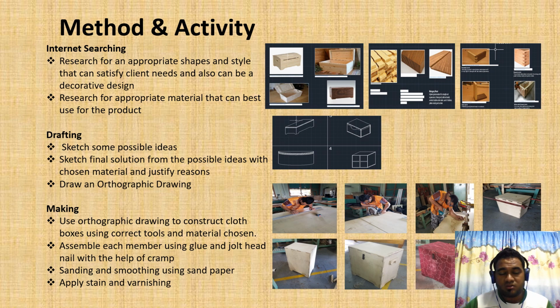Then proceed on to the making stage, which is shown in the pictures here. The process of completing the making stage starts from measuring, cutting, assembling, and then doing some decoration for the glove box, before applying the finish, which is stain and varnish.